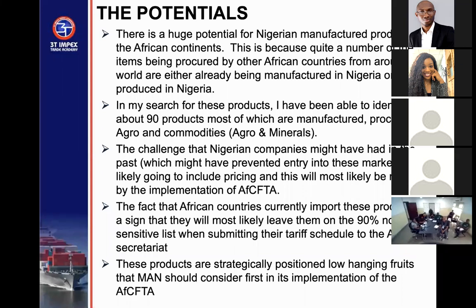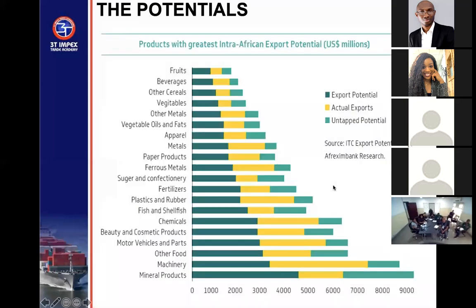The challenge that Nigerian companies might have had in the past, which might have prevented us from entering the market, is likely going to be pricing. And this most likely will be reduced by the implementation of AfCFTA. The fact that African countries currently import these products is a sign that they will most likely leave them on the 90% non-sensitive list when submitting their tariff schedule to the AU Secretariat. So these products are strategically positioned low-hanging fruit that manufacturers in Nigeria should consider in AfCFTA.